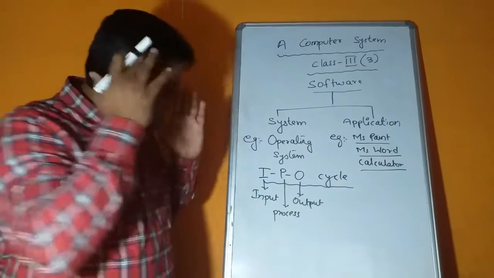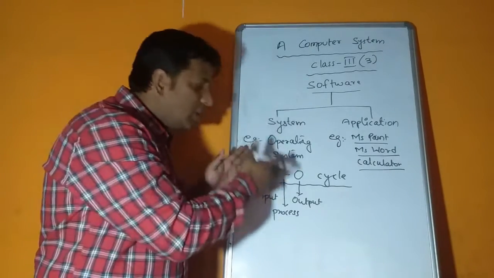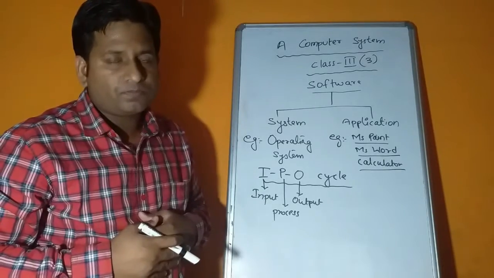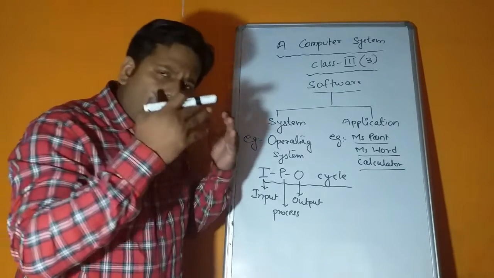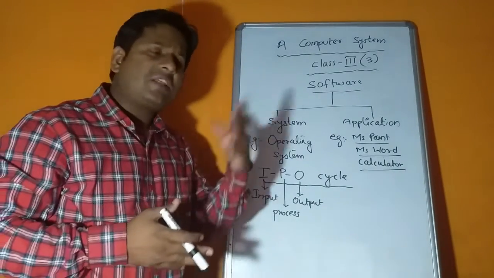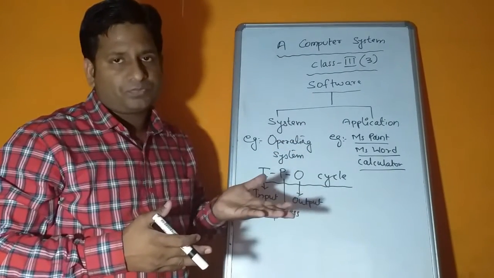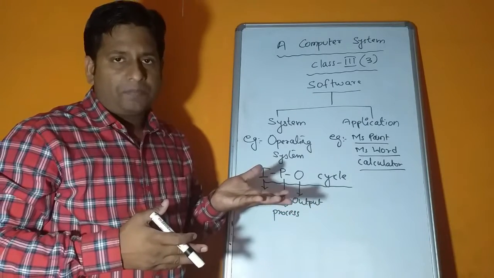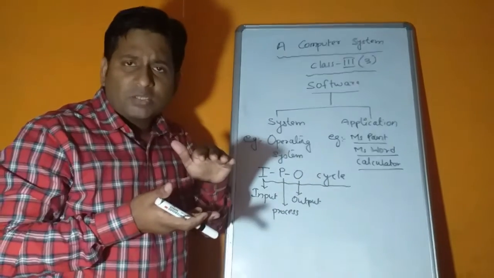This IPO cycle, not only the computer follows it, we also follow it. Everything, whatever you see in the world, follows it. Let us take the example of a rose plant. If you have a small rose plant, what do you do?